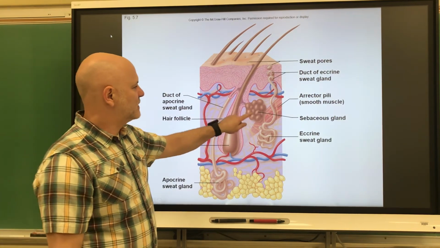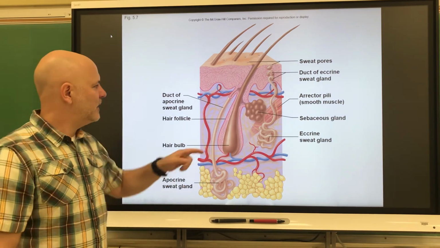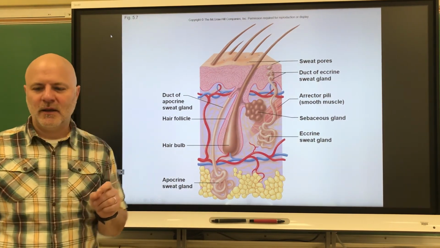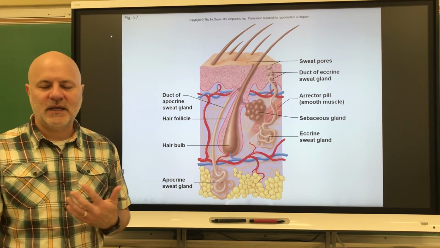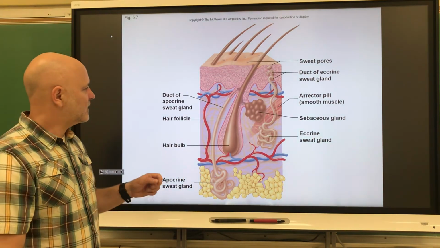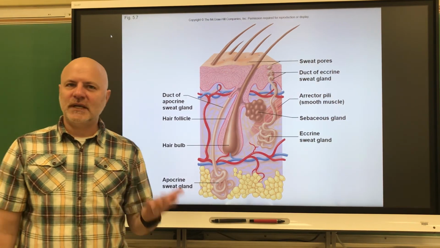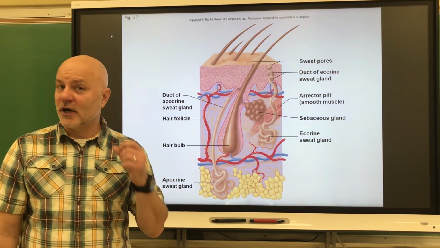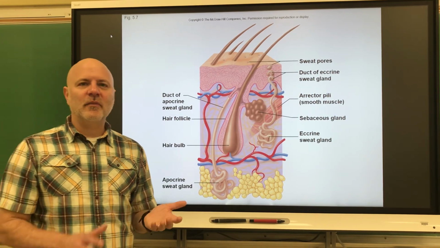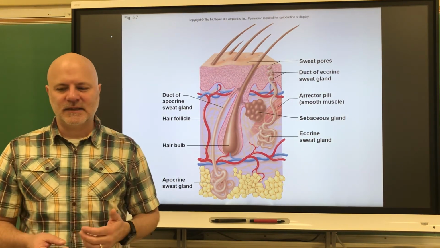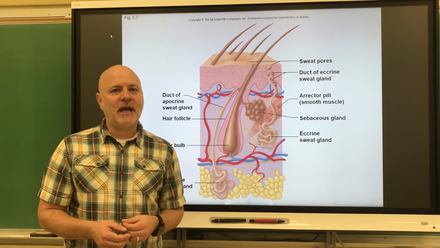Next are sebaceous glands, so this is a sebaceous gland here. These produce an oily secretion known as sebum. And these are associated with hair follicles, all right? So sebum lubricates the hair as it grows, and it also moisturizes the hair in the skin. Next are ceruminous glands, not shown here, but ceruminous glands secrete cerumen, which is earwax. So these are found in our external ear canal or external auditory meatus. And cerumen is really a combination of sebum and dead skin cells. Lastly are mammary glands. Mammary glands produce milk, and they are actually modified sweat glands.